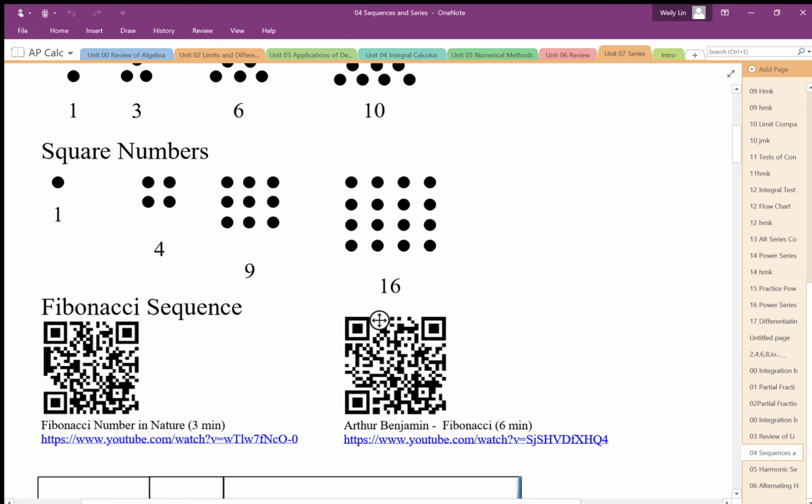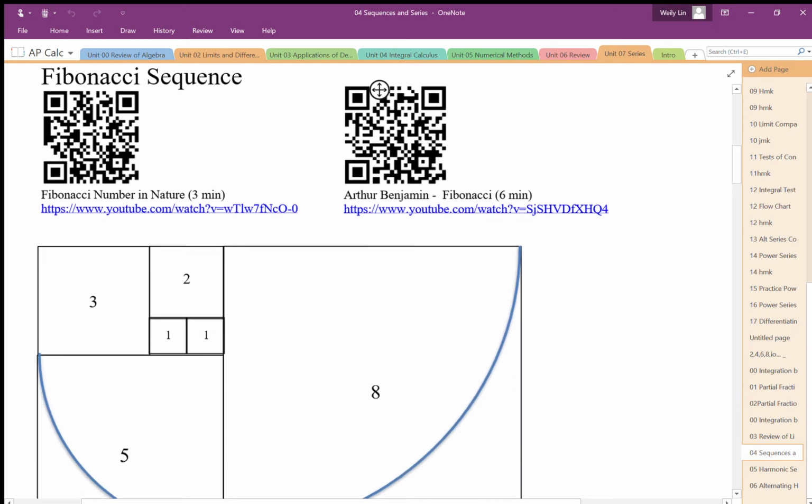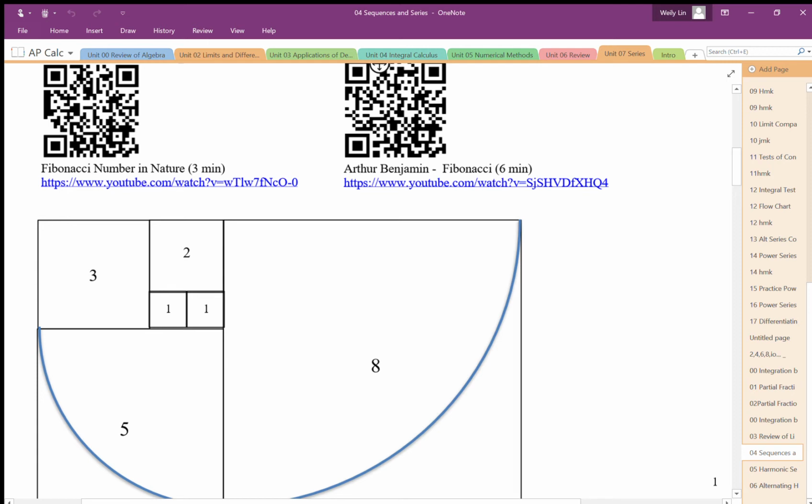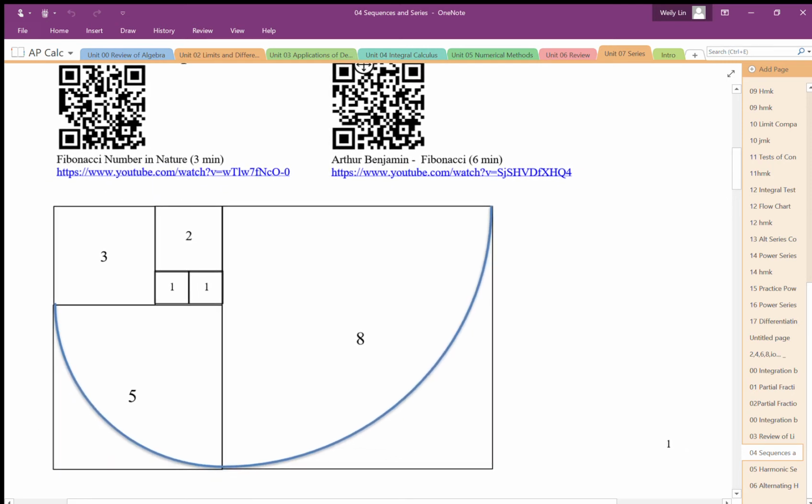There is a sequence that is very prevalent in nature. It's called the Fibonacci sequence. One way to see the Fibonacci sequence, and this is just one of many ways, is in this Fibonacci spiral. The sequence is 1, 1, 2. We add these two together, we get 2.